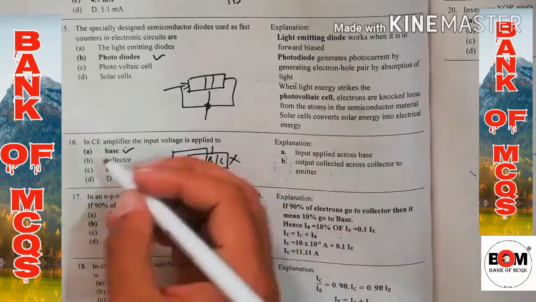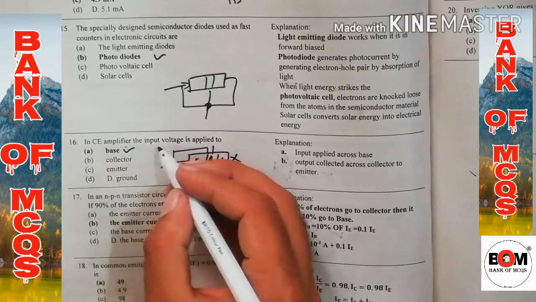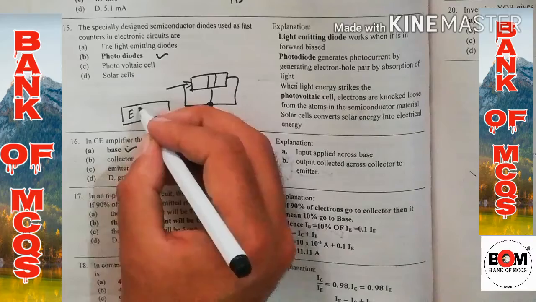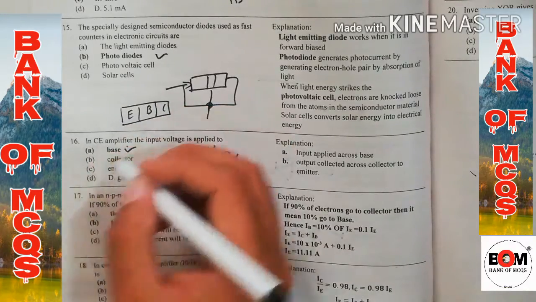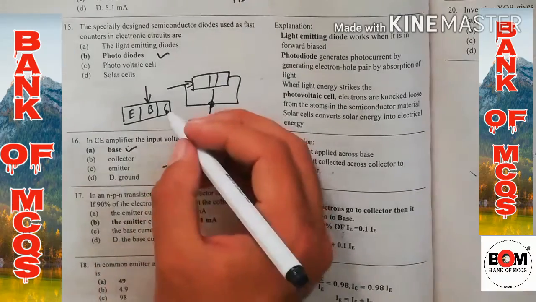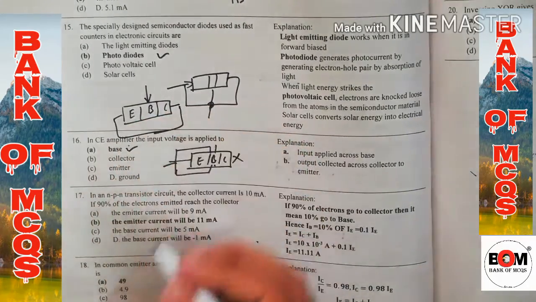In common emitter amplifier, the input voltage is applied to emitter base, correct. So we give the current to the base and electrons will be divided. So this is the output.